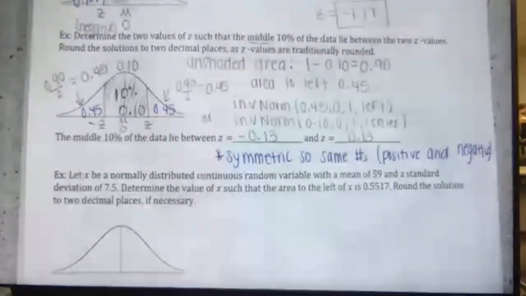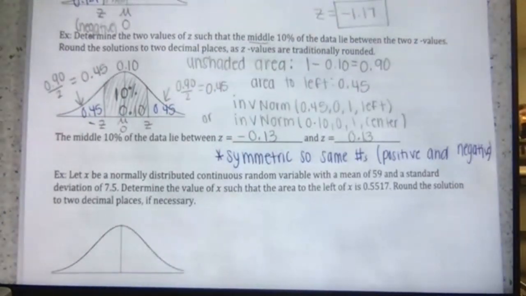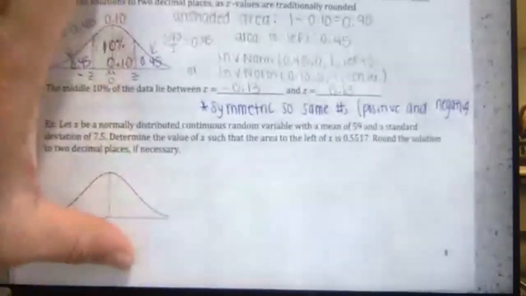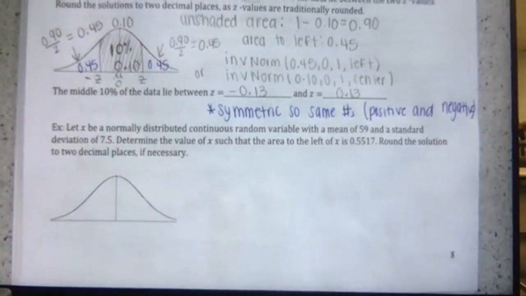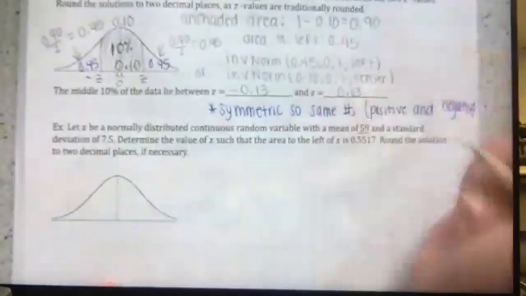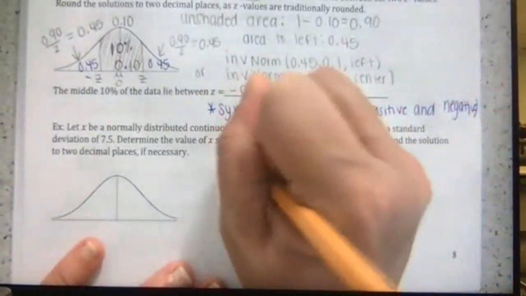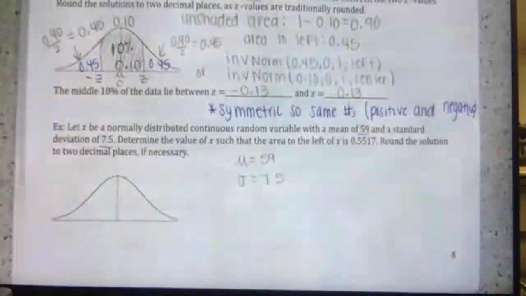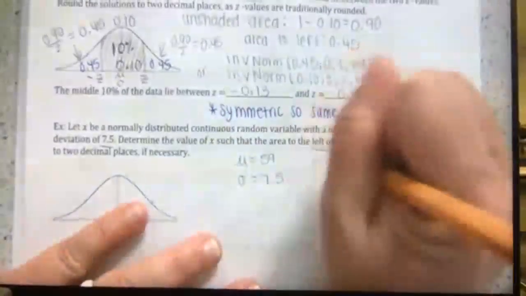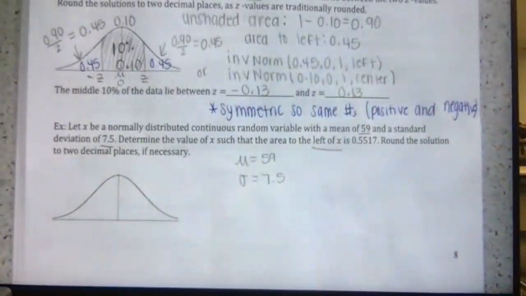Questions on that one? All right, 4 more examples in general. 3 more are like this where they're just the same thing, just worded weird. Let X be a normally distributed continuous random variable with a mean of 59. So it told us the mean, and a standard deviation of 7.5. Determine the value of X such that the area to the left of X is 0.5517.